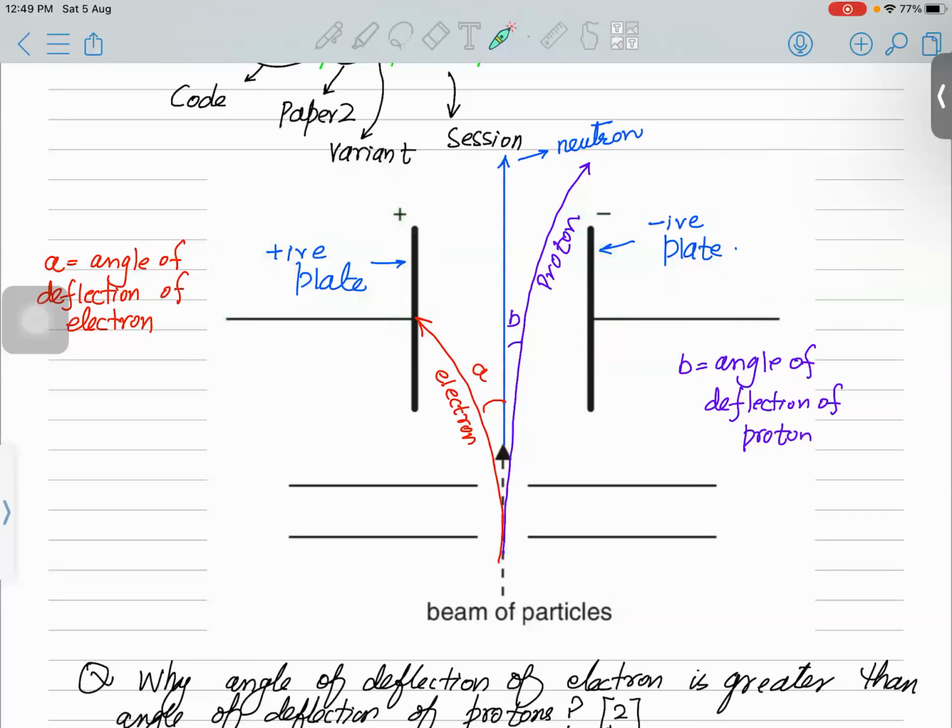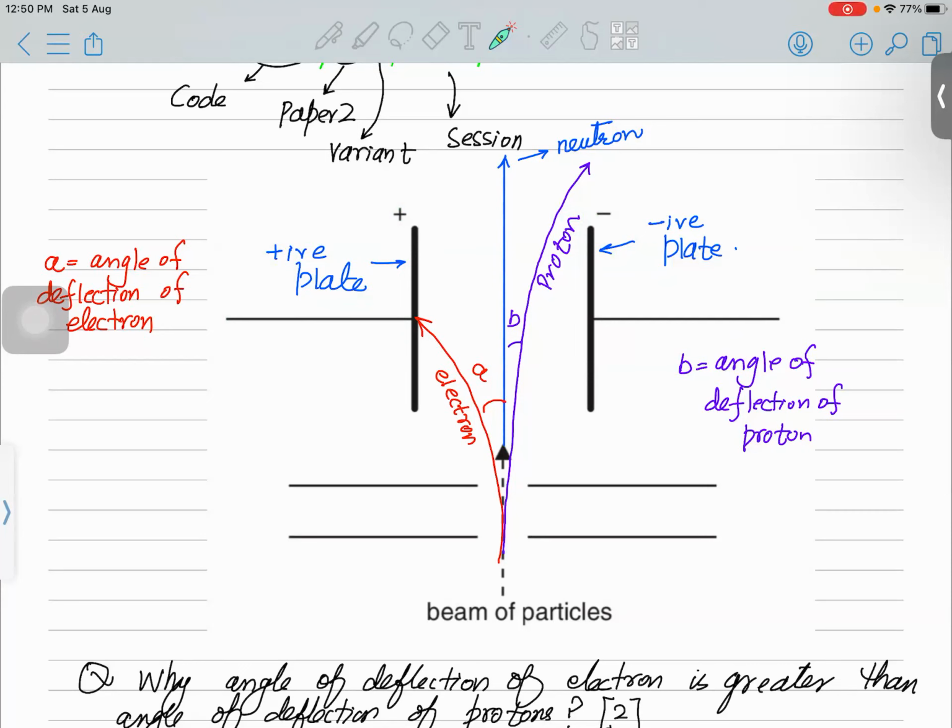So, can you tell me the direction of electron? Either it is towards the positive plate or negative plate. Towards the positive plate. Exactly. Why? Because it is an electron, negative. Exactly, because electron is a negatively charged particle.